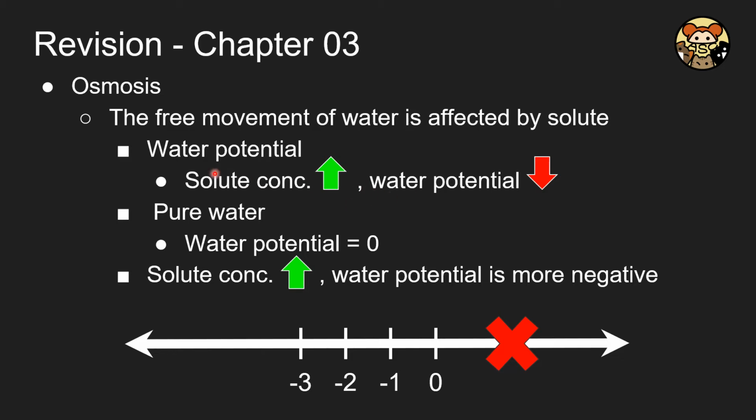Osmosis is a specific type of diffusion which is only for water molecules. To understand it more, we have to understand the term water potential. With an increased solute concentration, there is a decrease in the water potential. The highest possible water potential is 0, which is pure water. You may notice that there is no number beyond 0 on the right hand side, but everything is on the left hand side. With an increase of solute concentration, the water potential becomes more negative.